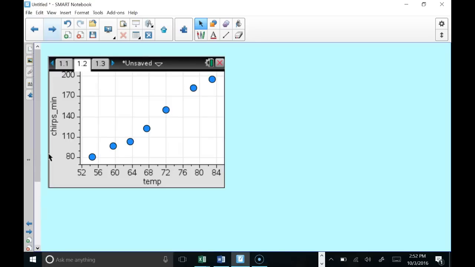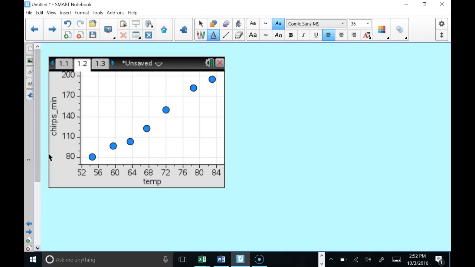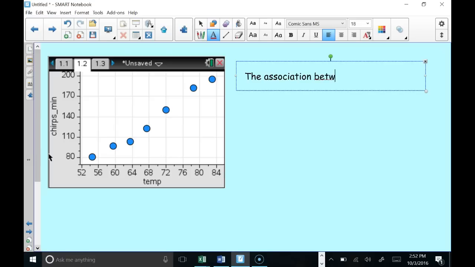Here is a graph of temperature versus the number of chirps per minute that crickets make. And if we FUDS this, we could see right away that the association between the two, if we go for form, is definitely linear. You could see putting a line that would go through most of this data or just even captures the essence of the data. So I would say the association between temp and chirps per minute is linear.